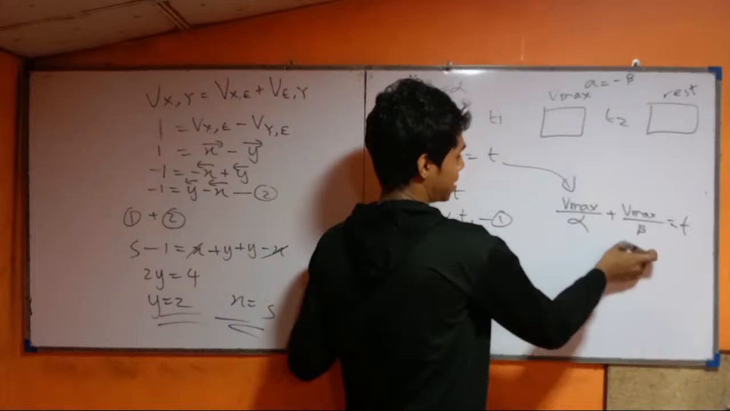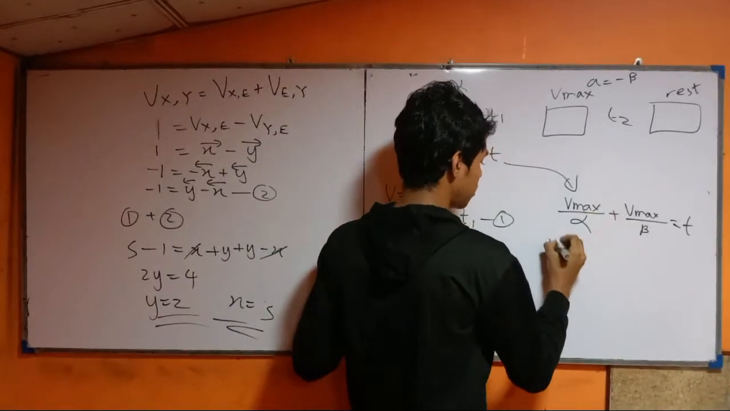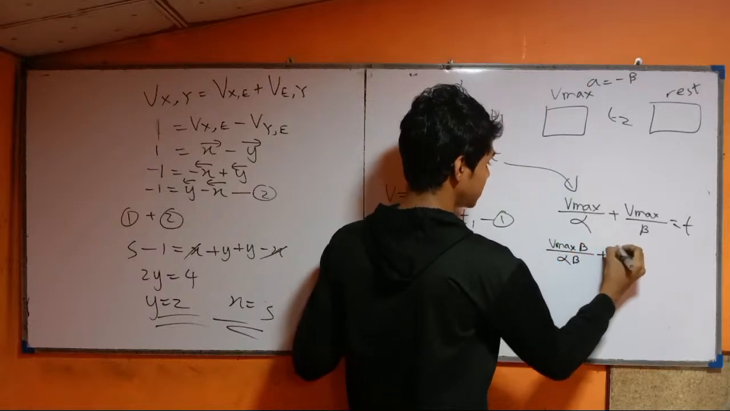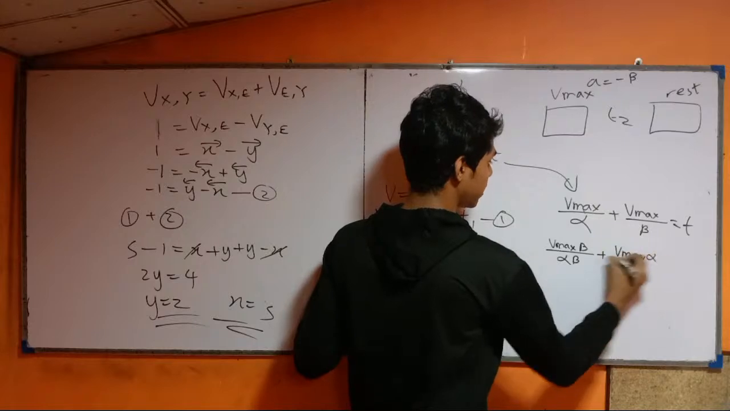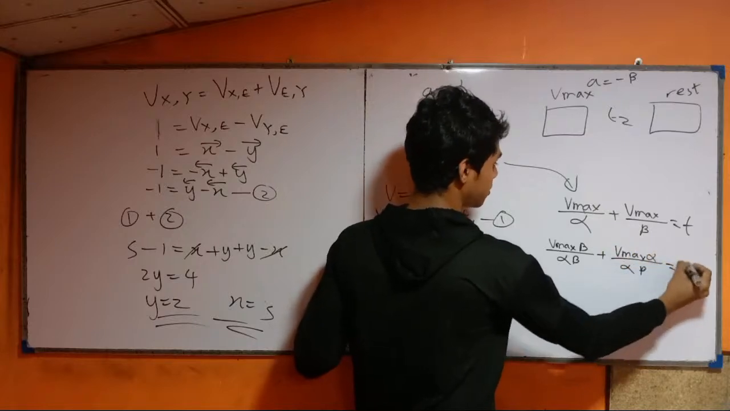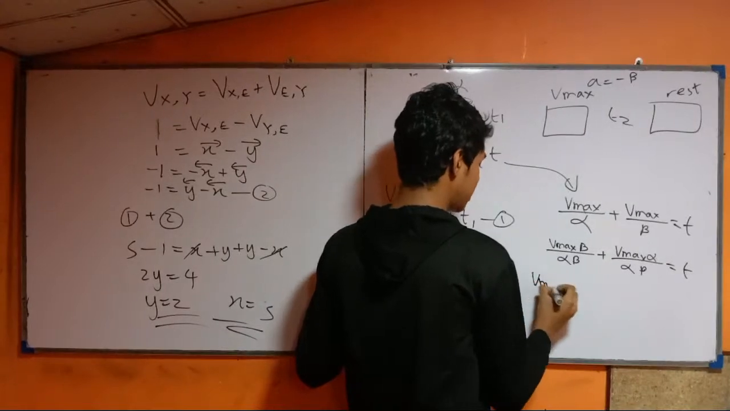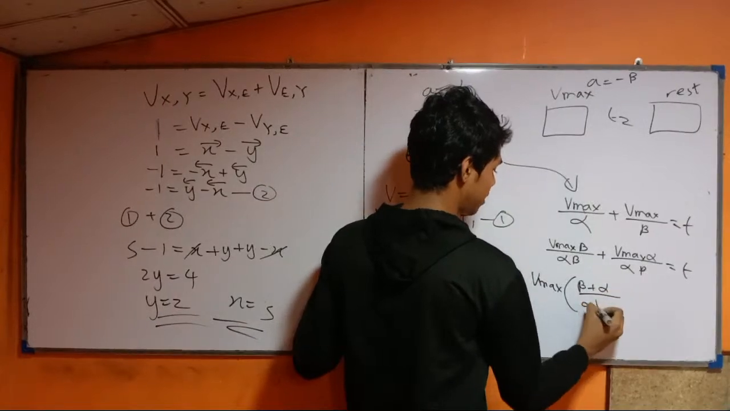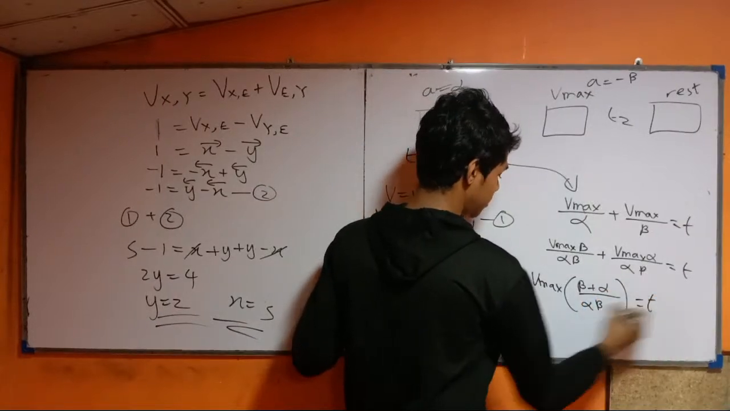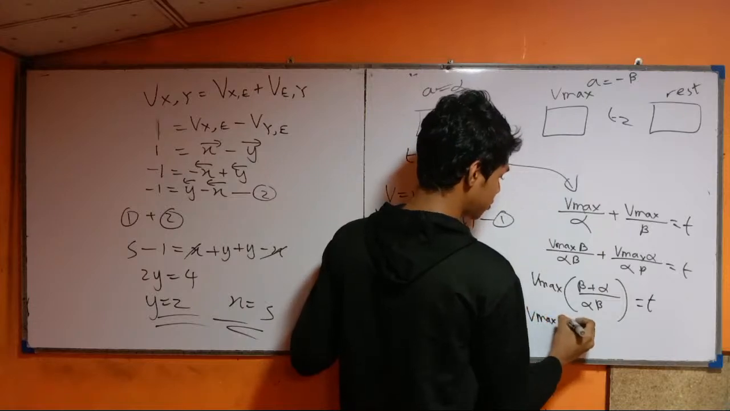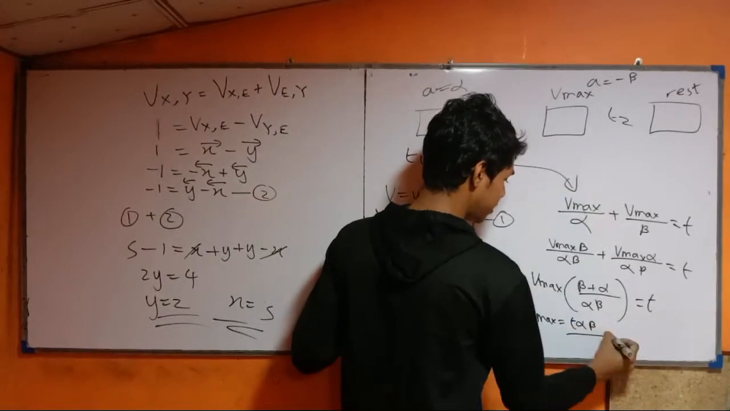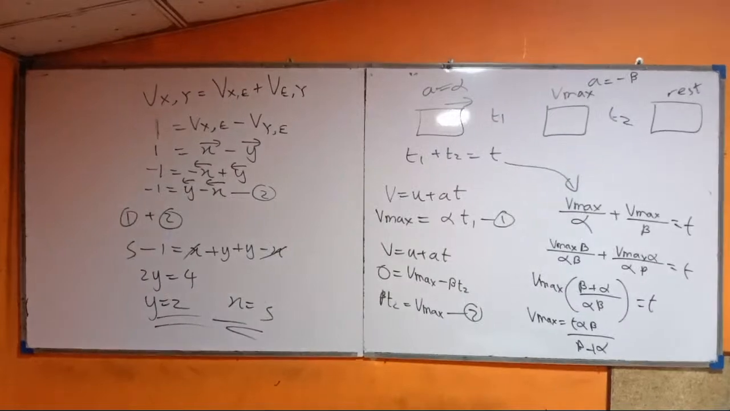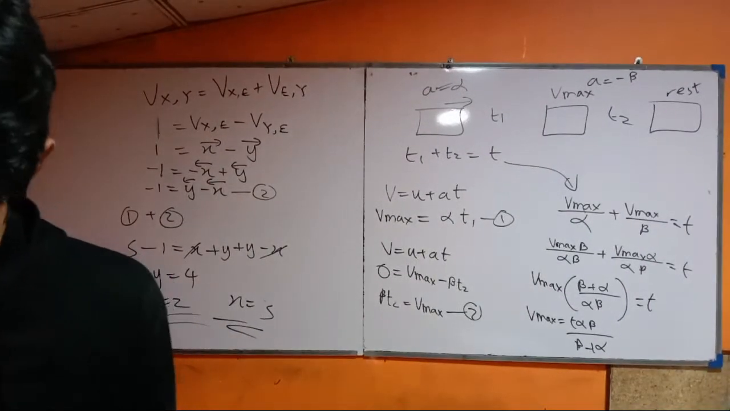You can make a common denominator: Vmax beta divided by alpha beta plus Vmax alpha divided by alpha beta is equal to t. So you take Vmax out, and you have beta plus alpha divided by alpha beta, equal to t. So Vmax is equal to t alpha beta divided by beta plus alpha. That's the answer. Answer number 2.